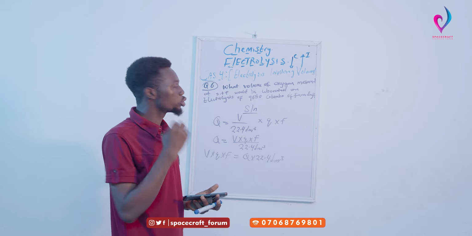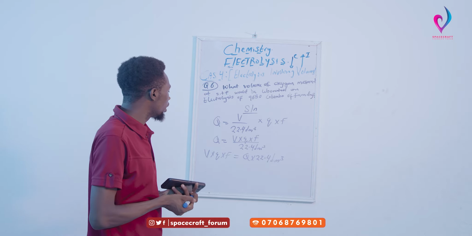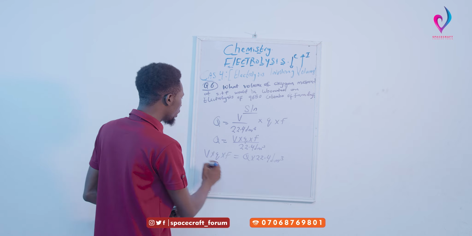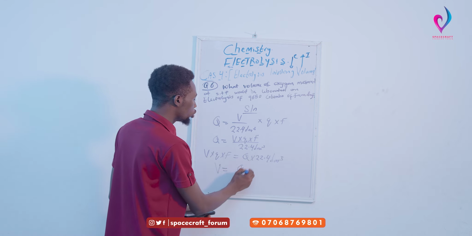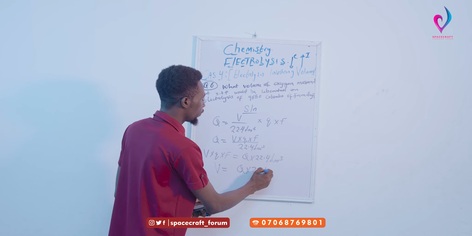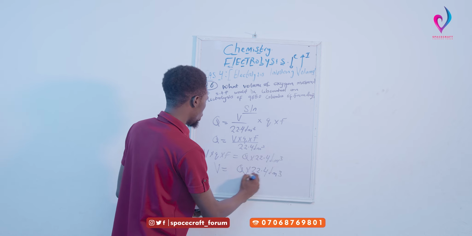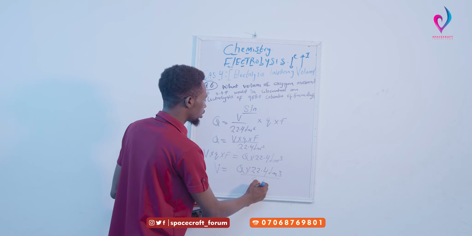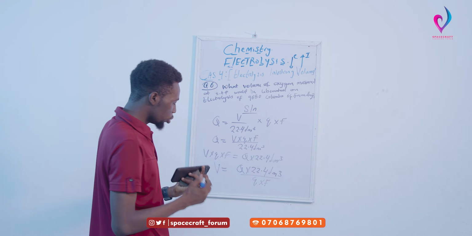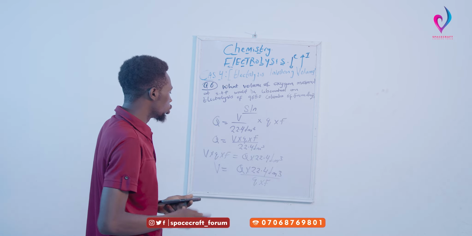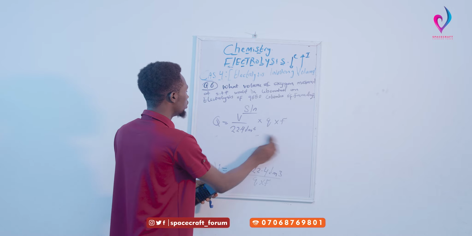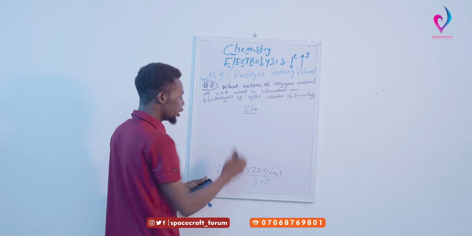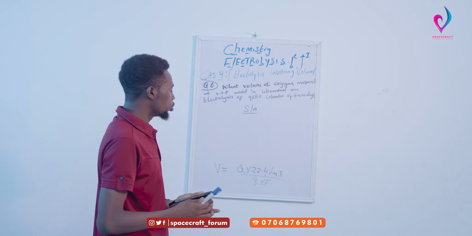Since the question is talking about volume, we can make volume the subject of the formula. So to make volume the subject of the formula, V is equal to Q times 22.4 dm³ all over q times F. So this is the formula we are going to use to solve this question. That is, volume is equal to quantity of electricity times 22.4 dm³ all over q times F.